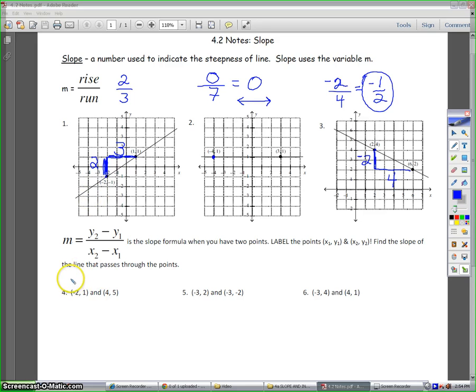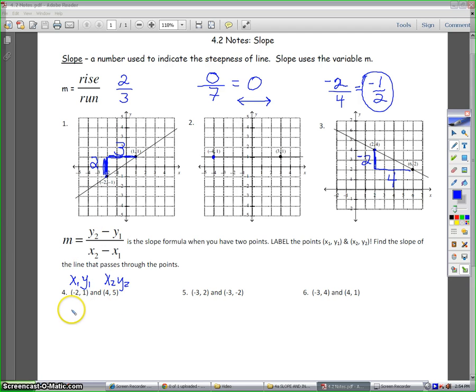And I want to label my points. Labeling the points is very important. It helps keep us organized and helps us put the numbers in the correct spot in the formula. So this is x1, y1 just because that's my first point. And this is x2, y2 just because it's my second point. Now that I've labeled them, I'm going to plug them into the formula.